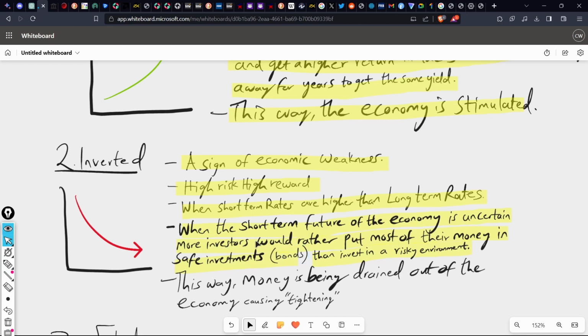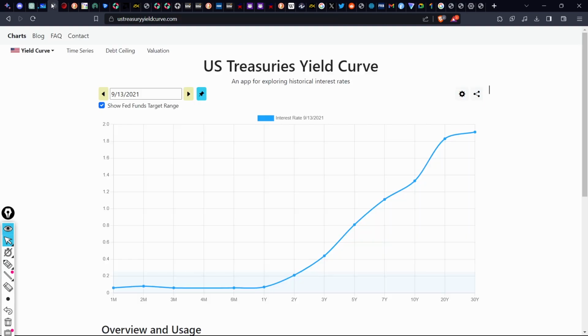So when the short-term future of the economy is uncertain, more investors would rather put most of their money in safe investments than invest in a risky environment. This way, money is being drained out of the economy, and that's what's called tightening. This is what causes the tightening effect, when a lot of money is being taken out of the economy and put into these short-term bonds.